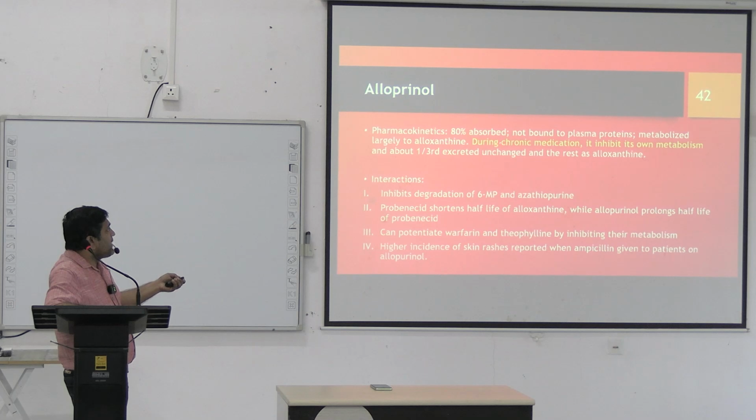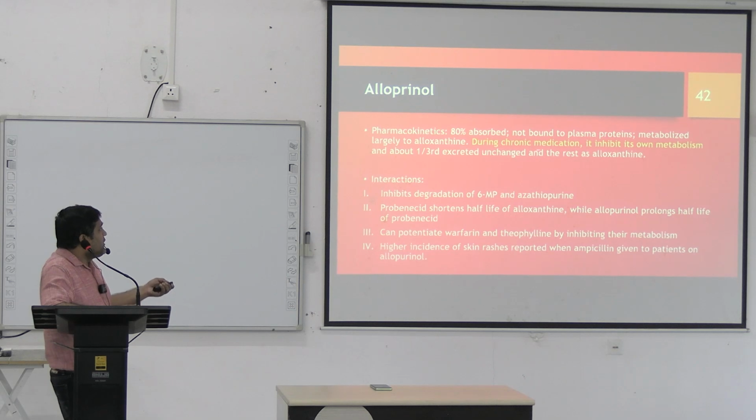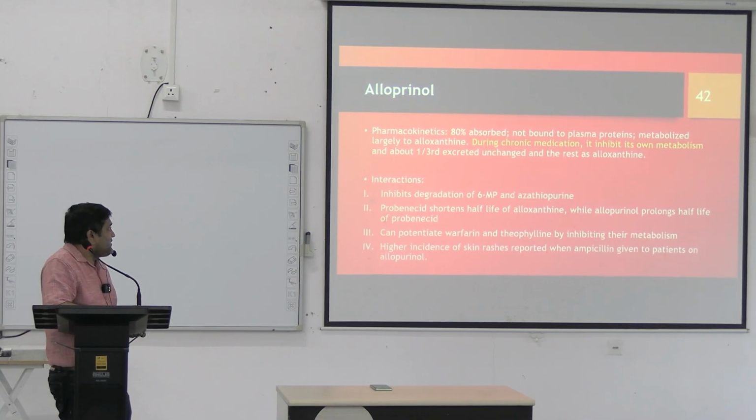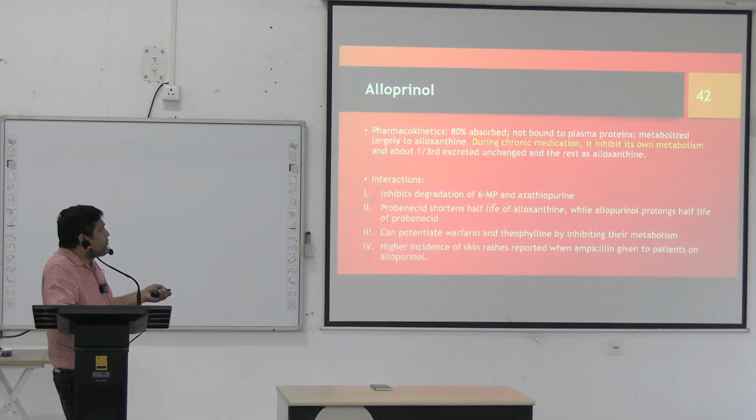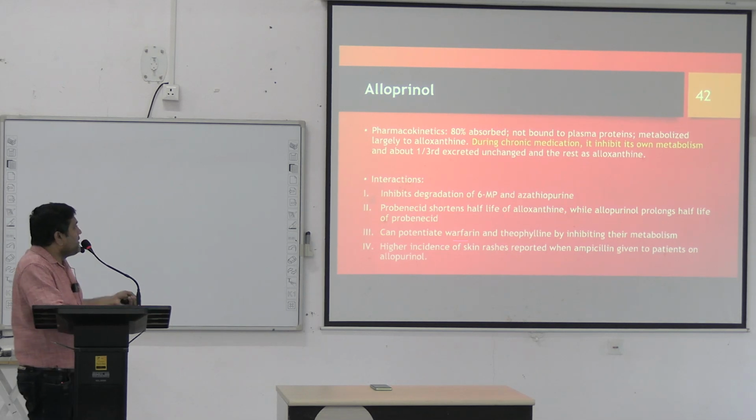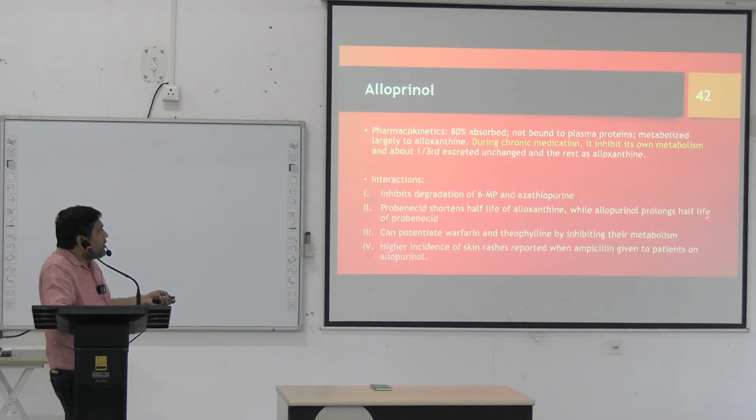Pharmacokinetics: 80% absorbed, not bound to plasma proteins, metabolized largely to alloxanthine. During chronic medication, it inhibits its own metabolism, and about 1/3 is excreted unchanged and the rest as alloxanthine. Interactions: it inhibits the metabolism of 6-mercaptopurine and azathioprine. Probenecid shortens the half-life of alloxanthine, while allopurinol prolongs the half-life of probenecid. Can potentiate warfarin and theophylline by inhibiting their metabolism.